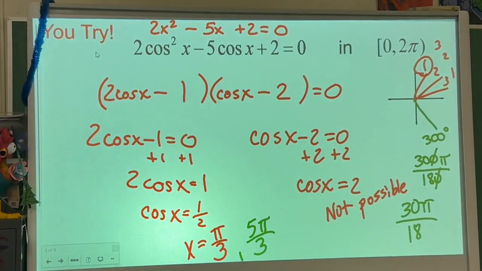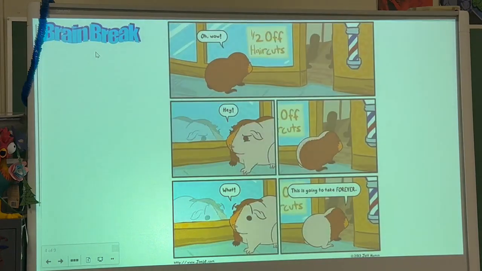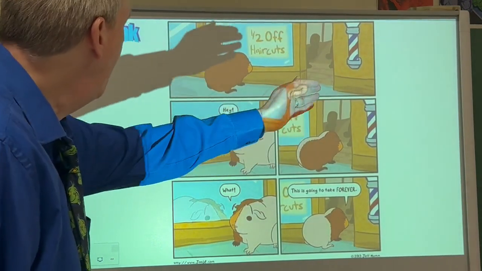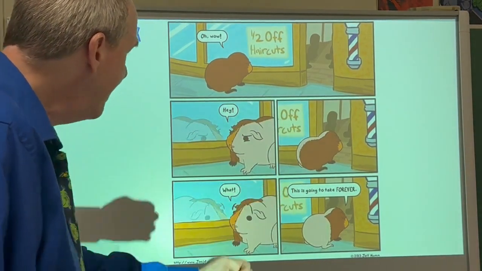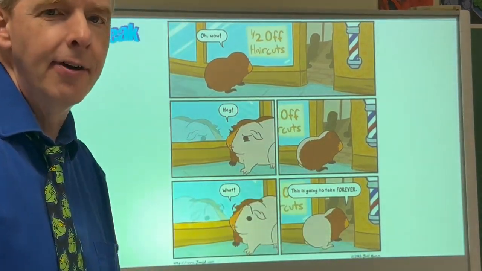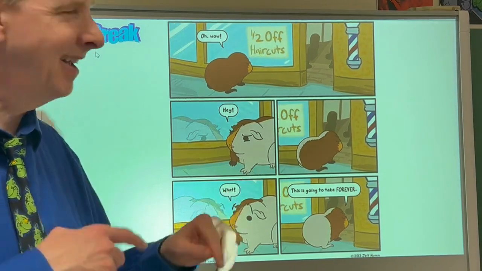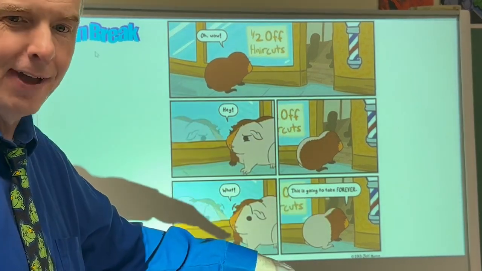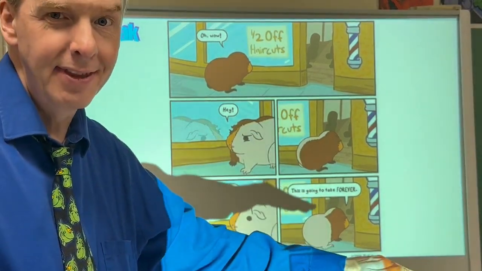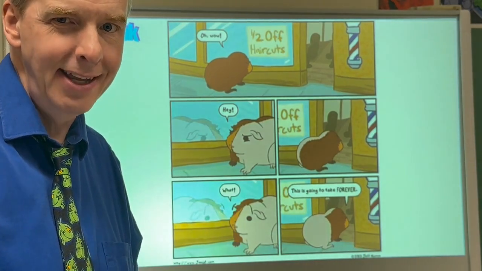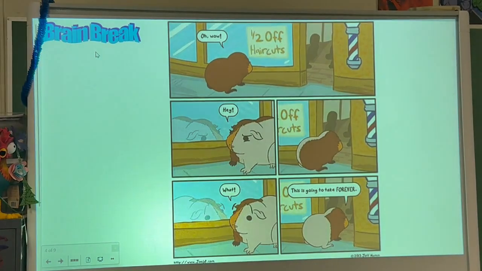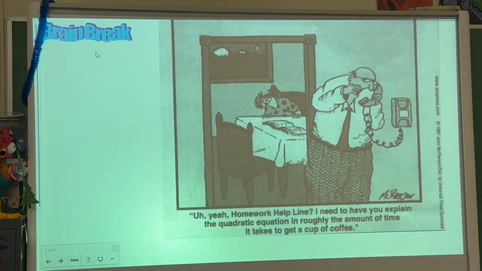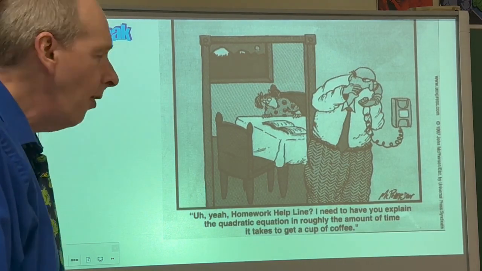See? Told you we're having fun. Oh, wow. Half off haircuts. Hey. So he goes back in. What? This is going to take forever. Get it? Because he got half, then half of half is a fourth. Half of that would be an eighth, a 16th, a 32nd, a 64th. This is going to take forever. You betcha it will. Okay, I get it.